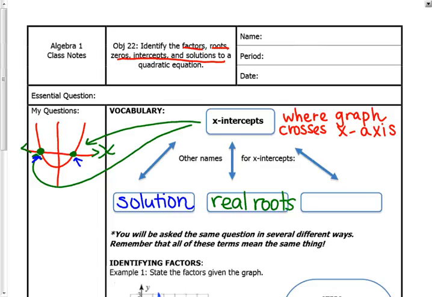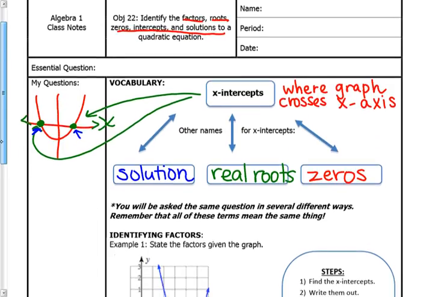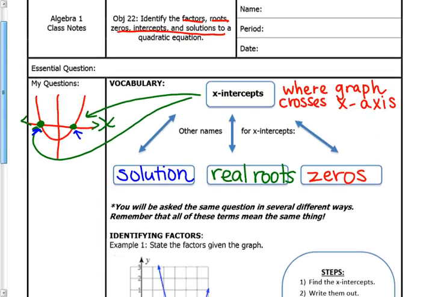Okay? And then there's one more name. And the other name, the third name, is zeros. If they say, what are the zeros here? They're talking about wherever it touches right here, because this is where the y is 0, right? So that's what they want to know. So if I ask, what are the x-intercepts? Then you would give me these answers.